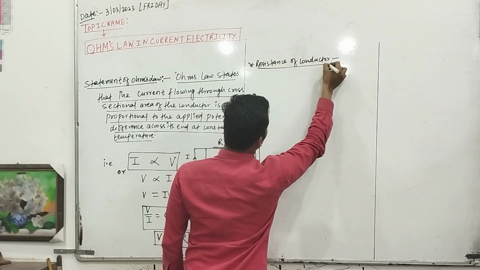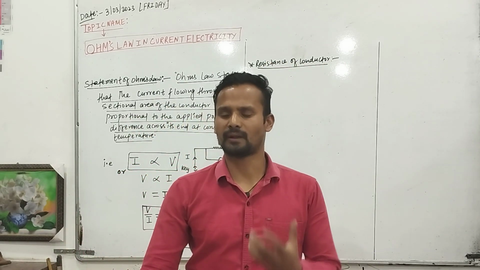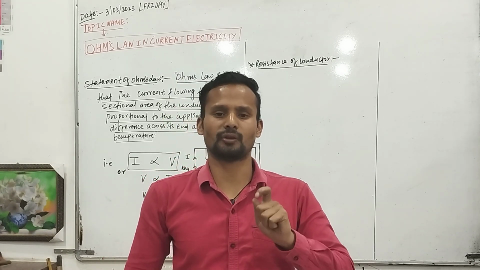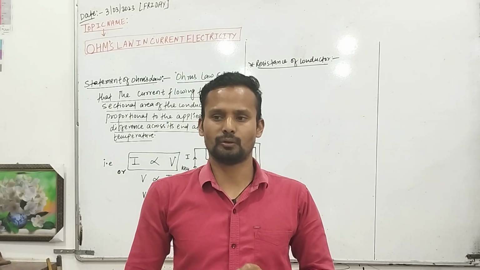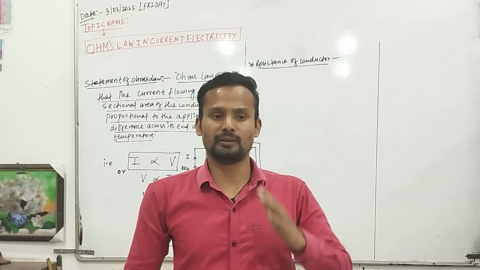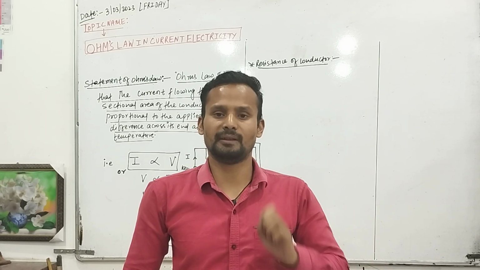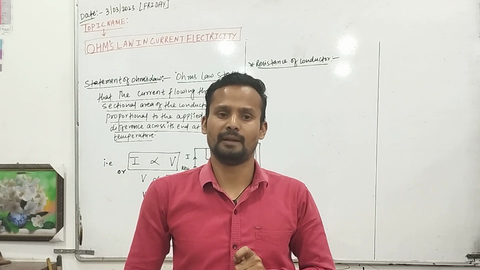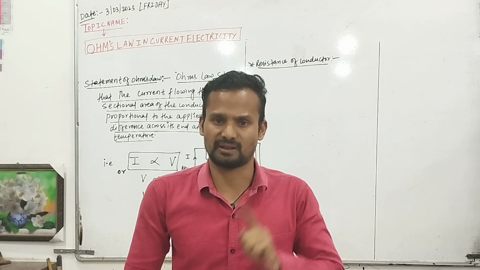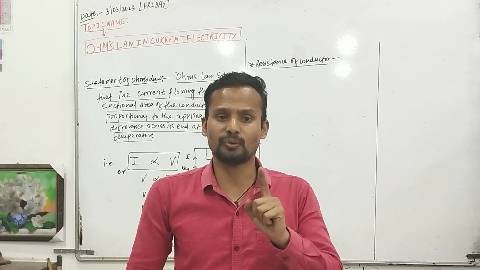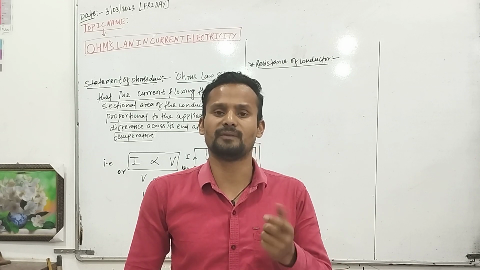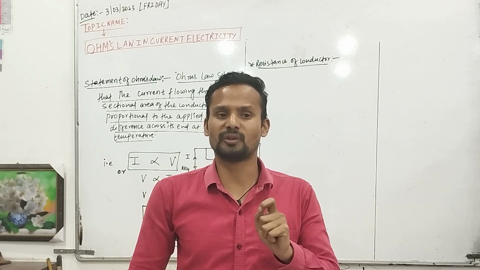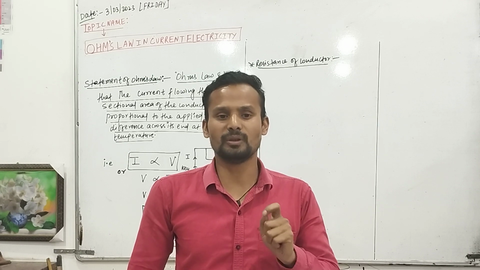See, whenever current flows through any conductor, it means that charges inside the conductor are flowing. When the charges are flowing inside the conductor, they do not flow smoothly. There are some restrictions, some obstructions in their path, and that obstruction is offered by the material. So the opposition offered by a material to the flow of electric current is termed as resistance. So resistance is basically the opposition offered by any material to the flow of current.